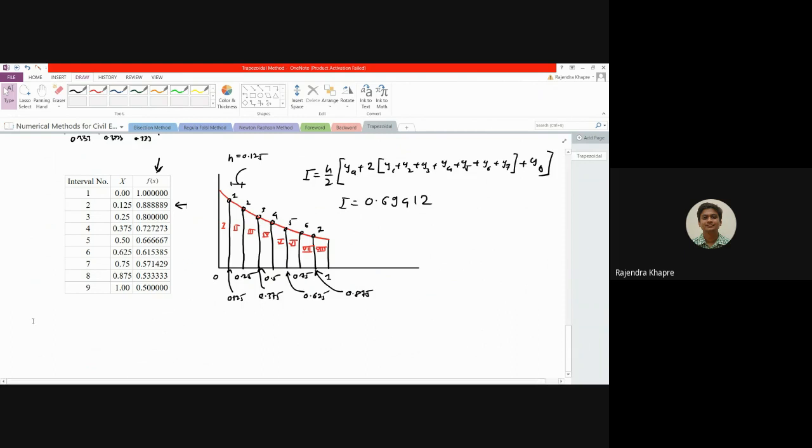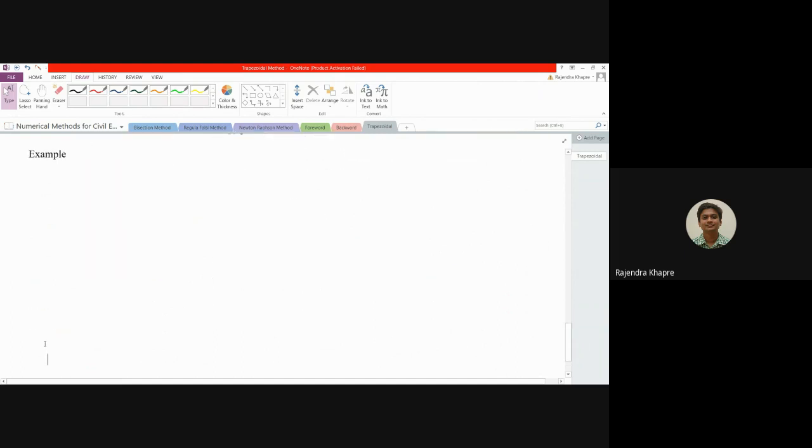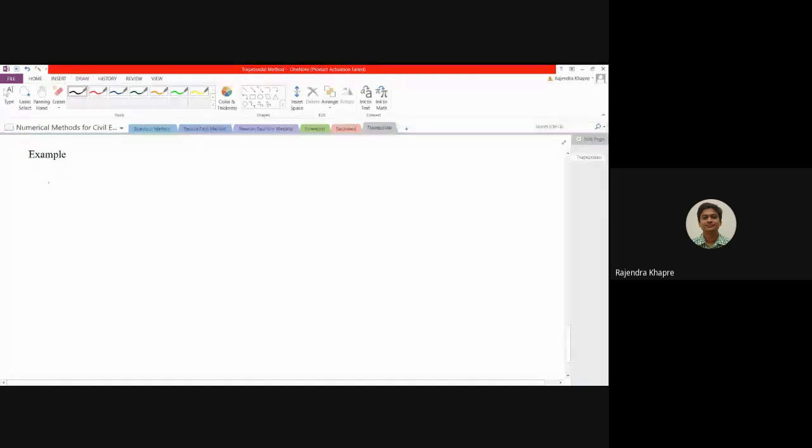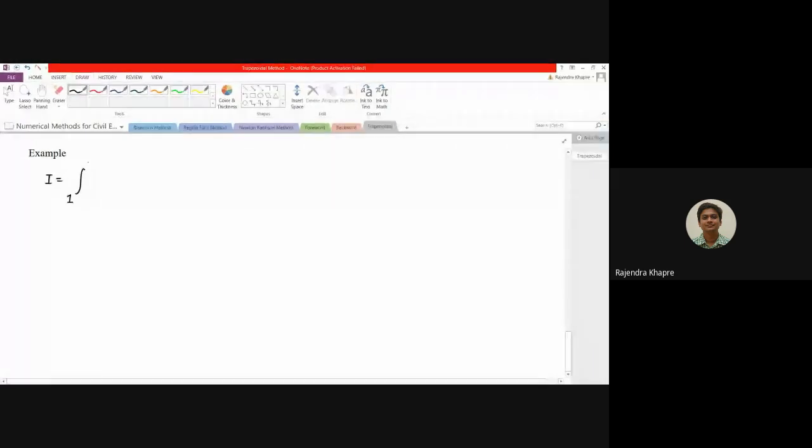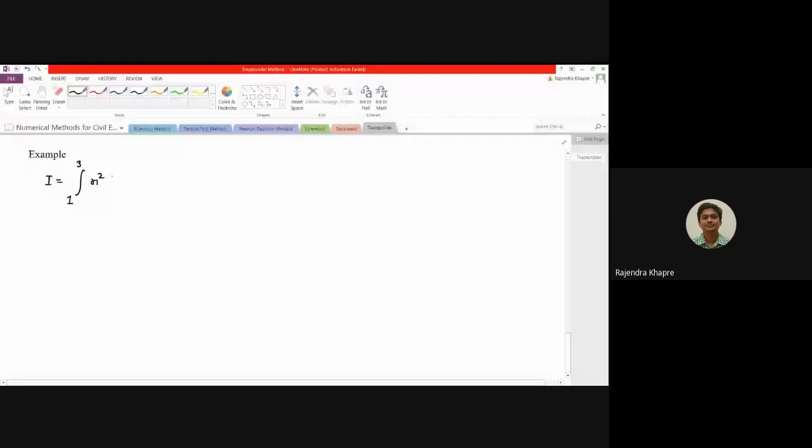Okay, so we'll take one more example now. This will be a simple example. Let us take I, which is the integration from 1 to 3 of x square dx.